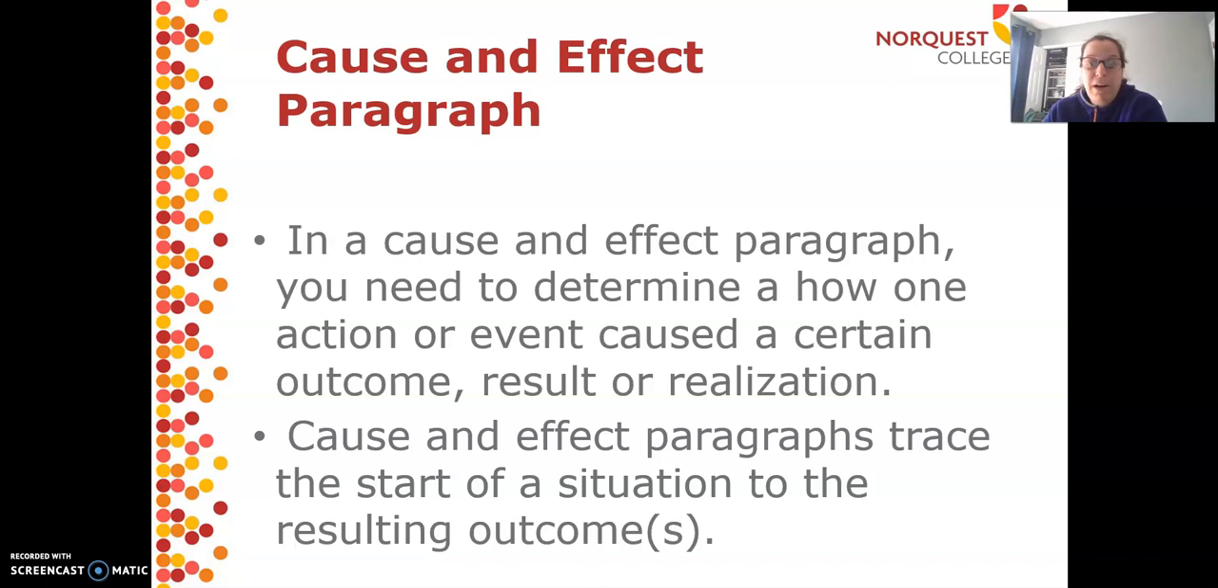In a cause and effect paragraph, you need to determine how an action or event caused a certain outcome, result, or realization. So again, that outcome, result, or realization is going to show up in your topic sentence. And cause and effect paragraphs trace the start of a situation to the resulting outcomes. So there tends to be a beginning, a middle, and an end.